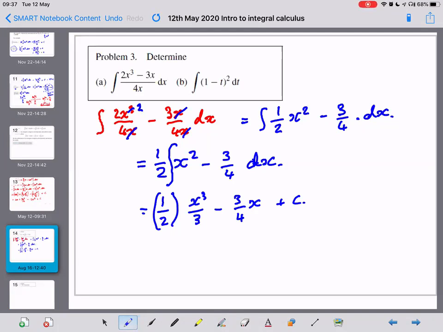Okay. And then we got here, we got 1/2 times 1/3 equals 1/6 x cubed minus 3/4 x plus c. Okay. Any questions? No? Good.